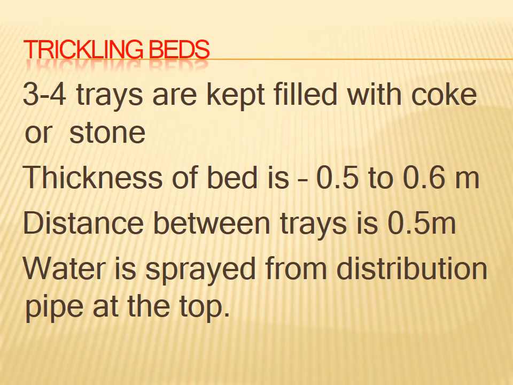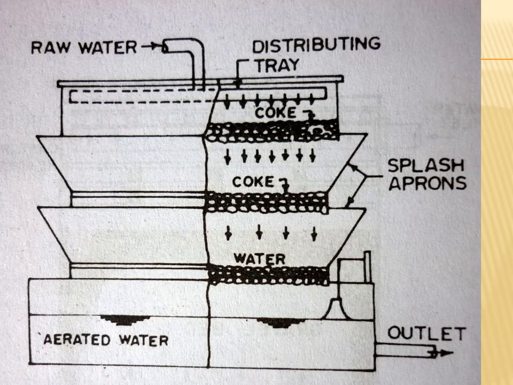And next, after the gravel bed aerator, there is a trickling bed aerator also, filled with coke stone. The thickness of the bed is like this. In the trickling bed aerator, coke is filled in for the beds, and water is distributed from the top and air is supplied from the bottom, in the same manner as the gravel bed aerator.